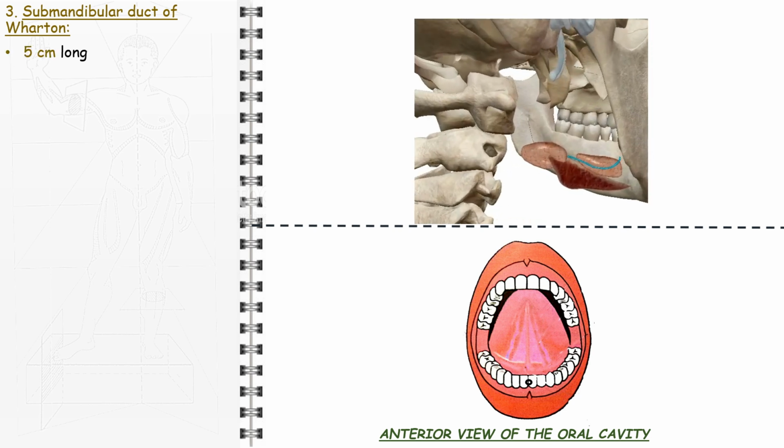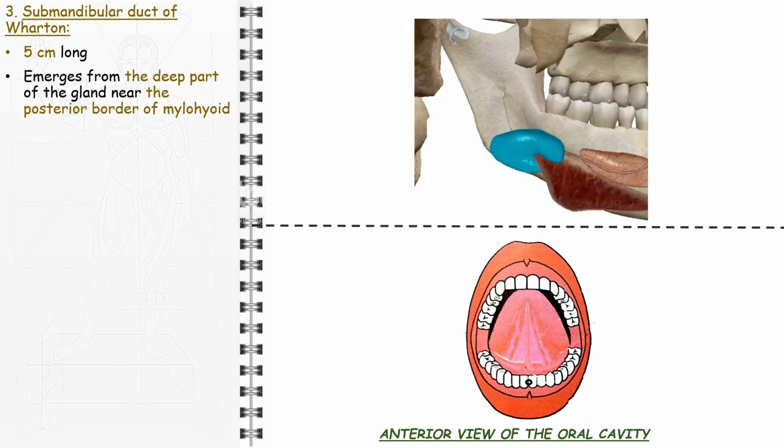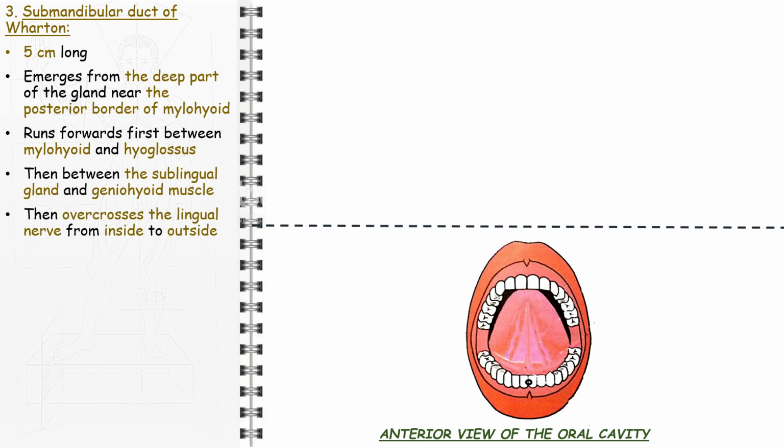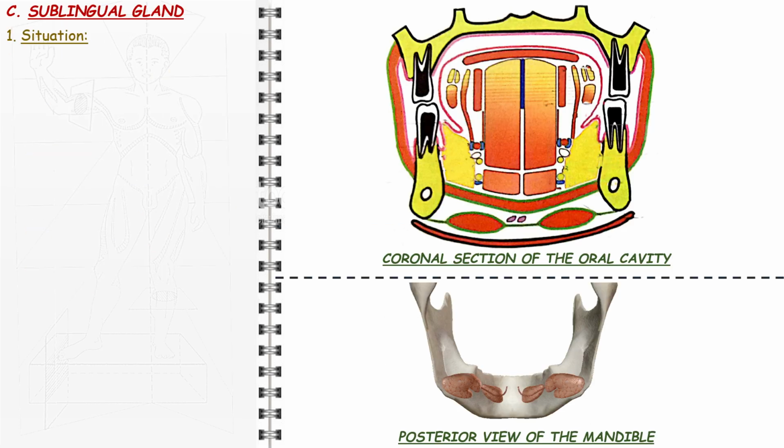It emerges from the deep part of the gland near the posterior border of mylohyoid, runs forwards first between mylohyoid and hyoglossus, then between the sublingual gland and genioglossus muscle. It then overcrosses the lingual nerve from inside to outside and opens into the floor of the mouth beside the frenulum of the tongue.